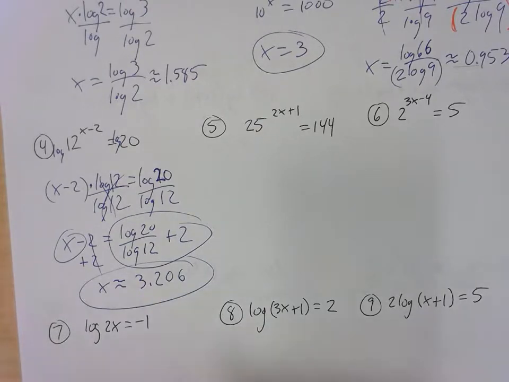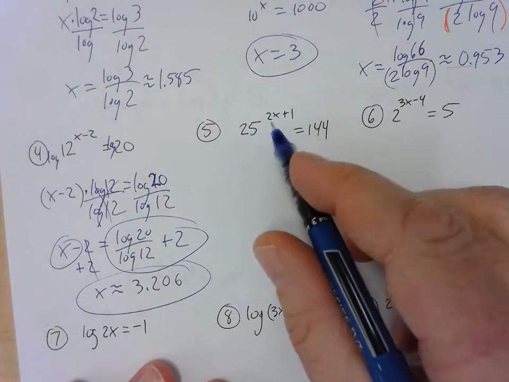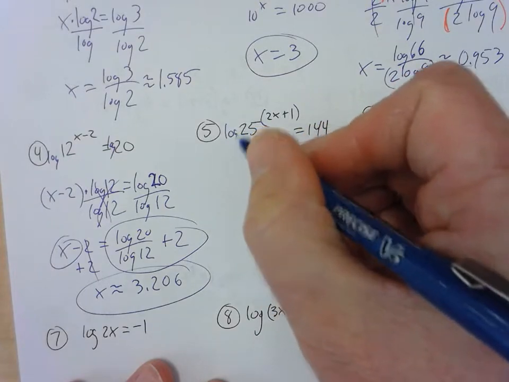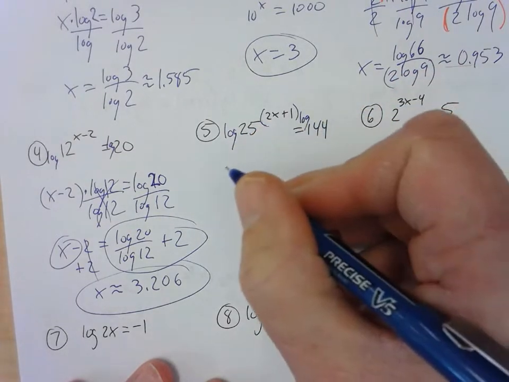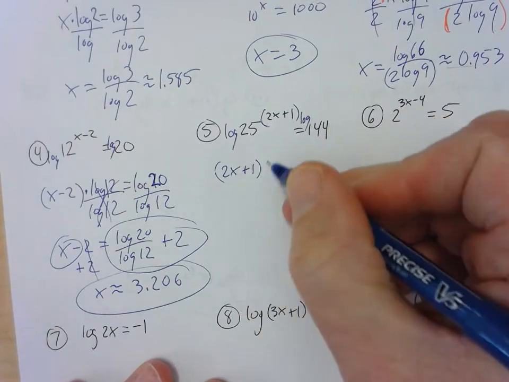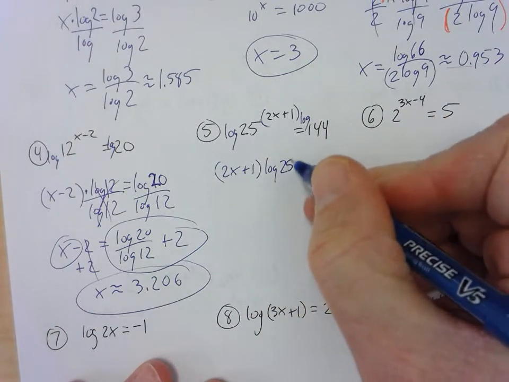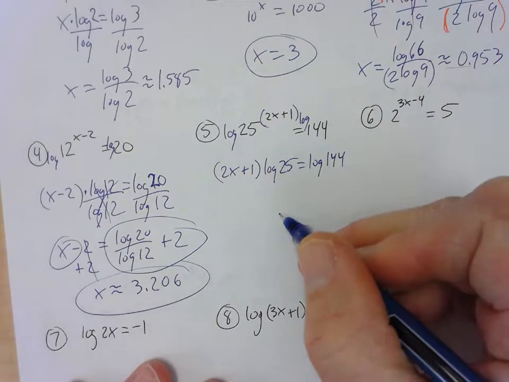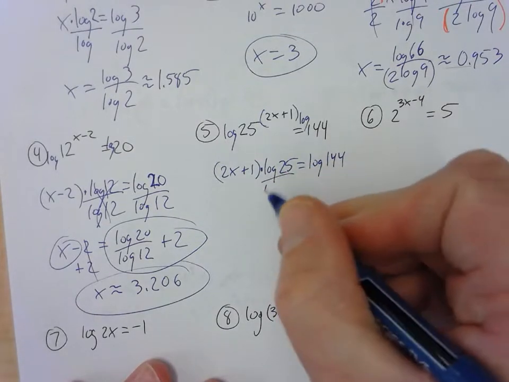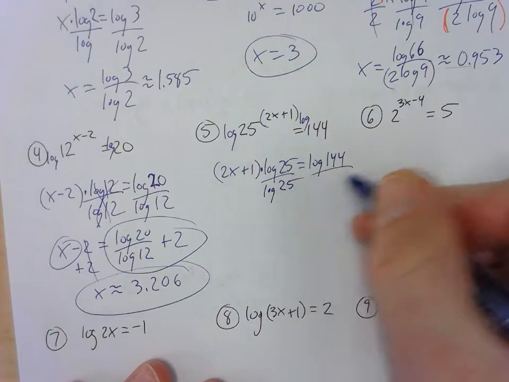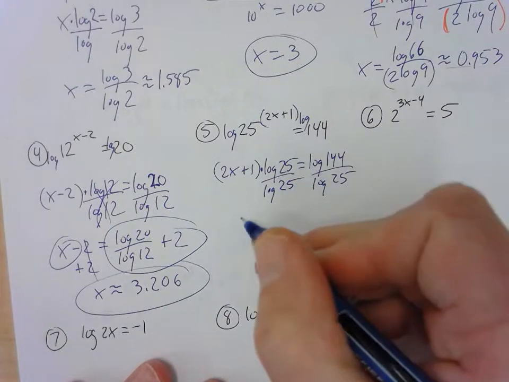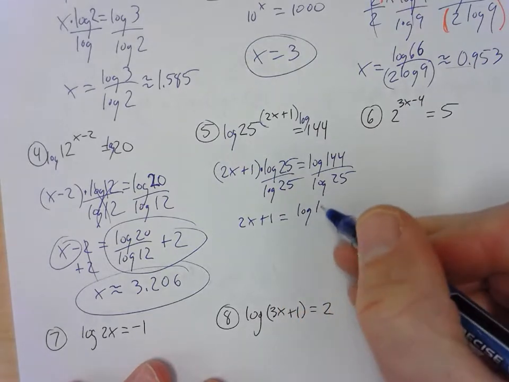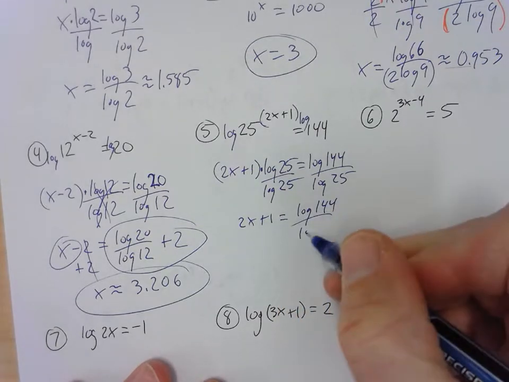This one here, you cannot touch the 1 or the 2, so we just go ahead and bring this down. This is the whole exponent, so we use the log to bring the exponent to the front. So it's 2x plus 1 times log 25 is equal to log 144. Again, there's multiplication right there, so we bring the log over, but as division. So we get 2x plus 1 is equal to log 144 over log of 25.